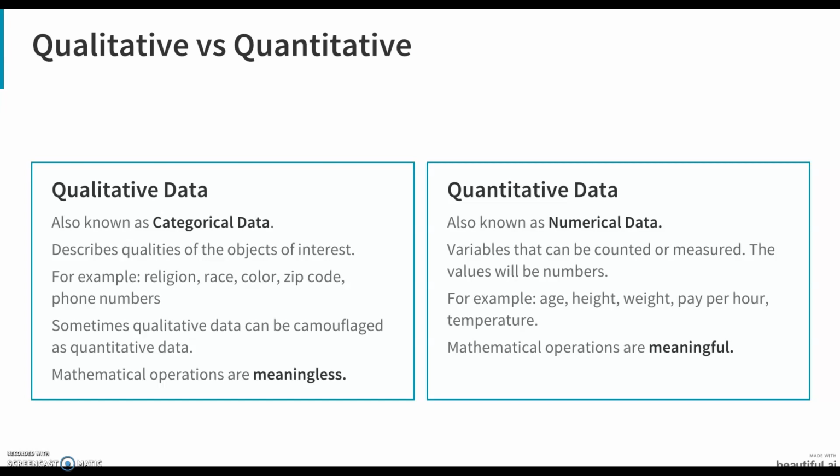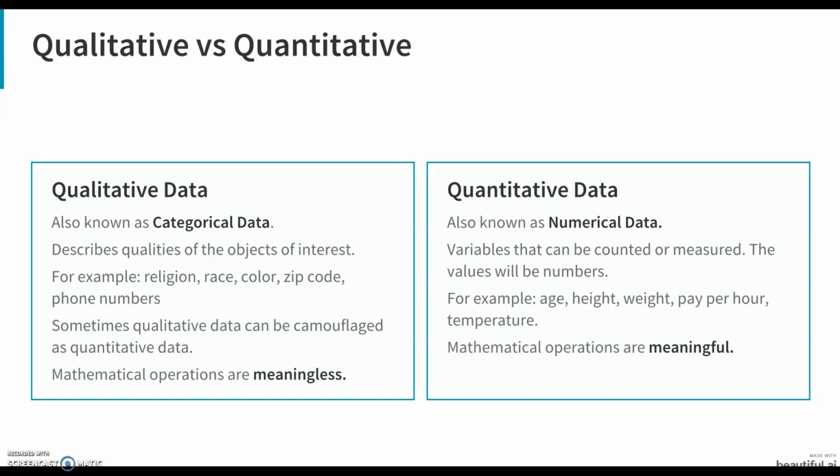Now, when you look at quantitative data, it says it's numerical data. So you're dealing with numbers there. But notice over here for the examples, I have a zip code and I have phone numbers, which are numbers, so you would think it would be quantitative, but it's actually qualitative. The way to test this is if the mathematical operations, adding, subtracting, multiplying, dividing, don't mean anything.